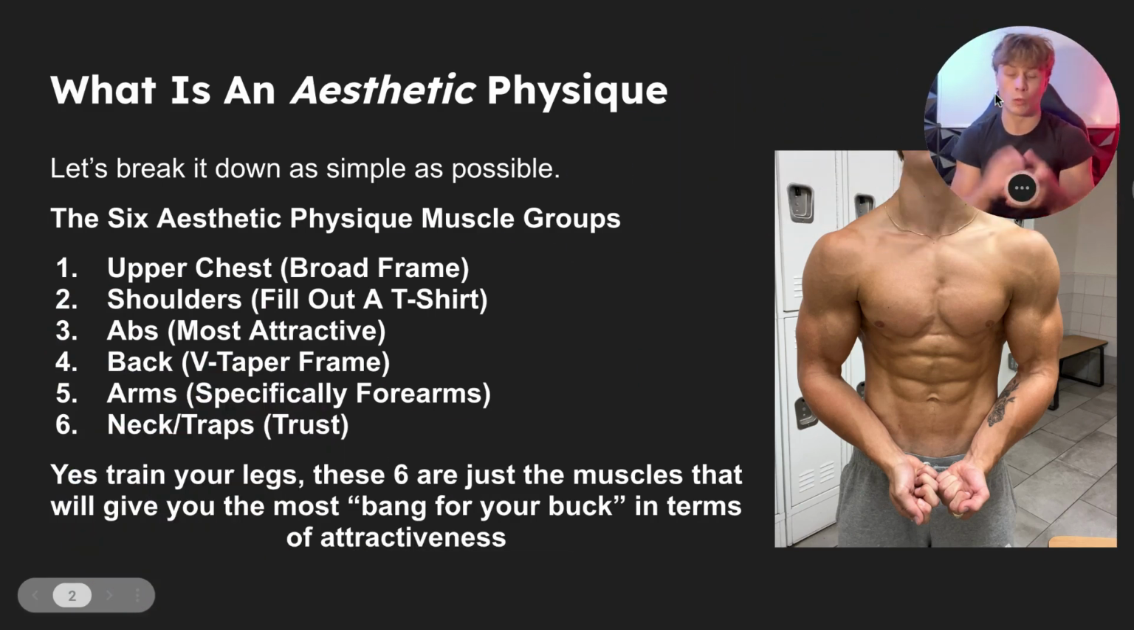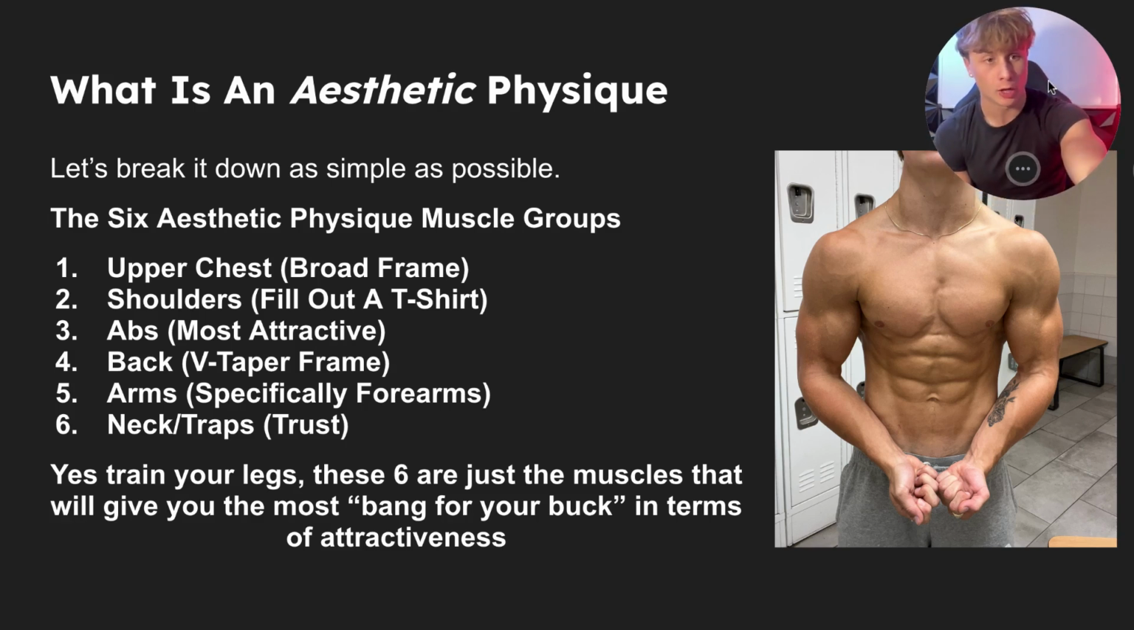All right, boys. So what is an aesthetic physique, right? Let's try to break it down as simple as possible. We have an image here on the right, which a lot of you guys would say is the ideal aesthetic physique, right? Big shoulders, big traps, right? You're going to have that broad upper chest, that tight waist, the abs coming in, that kind of thing, right? So let's try to break it down as simple as possible.